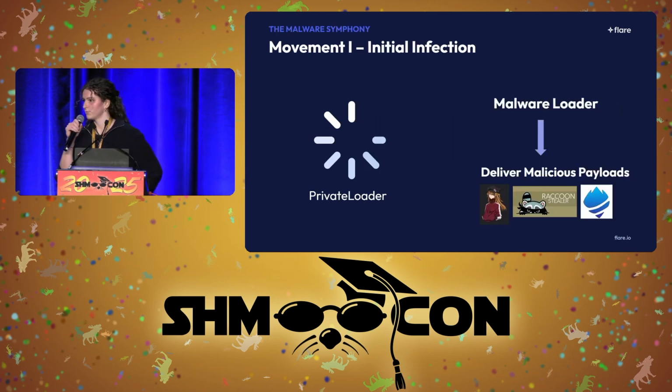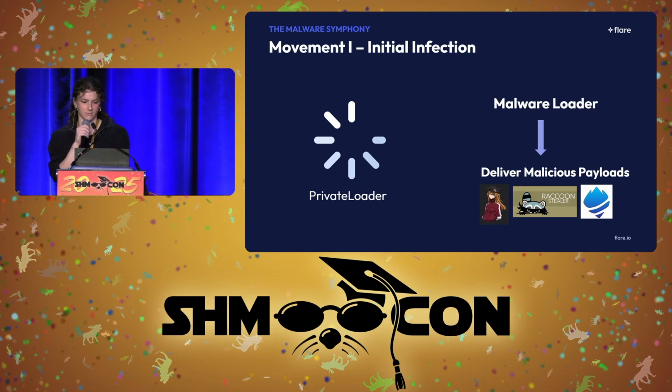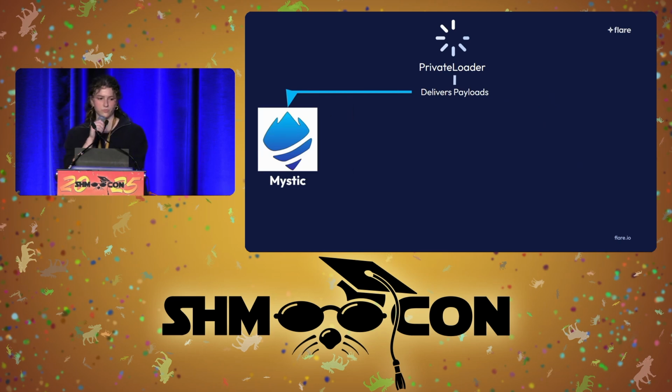The first movement of the symphony is led by Private Loader. As the name suggests, Private Loader is a malware loader, and its primary function is to deliver malicious payload onto a compromised system. In our case, to deliver the malicious payloads means delivering the Trojan, the InfoStealer, or the Mystic malware. This first movement is the initial infection.